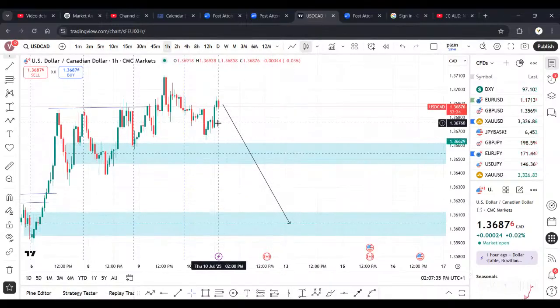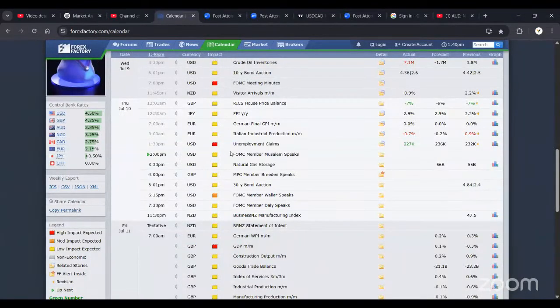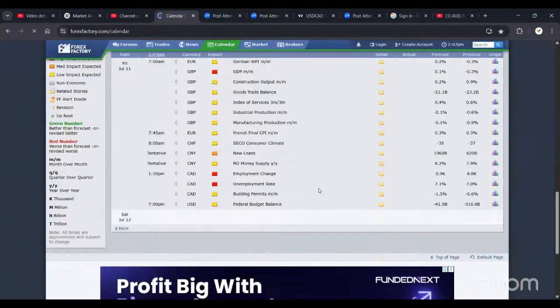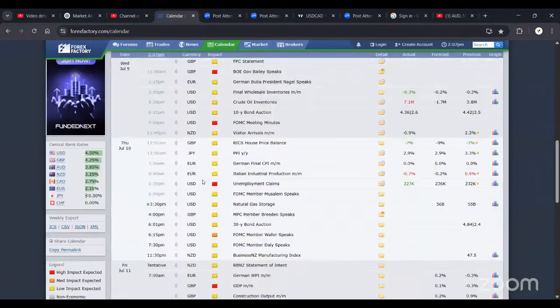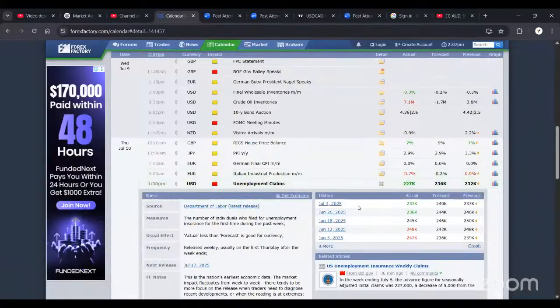So quickly, let us see on Forex Factory how the news release came out. We were looking at unemployment claims going out by 1:30 p.m., right? Today is Thursday. So what was predicted to come out was 236. What came out was 227. Again, actual less than forecast is good for currency. So having this in mind, we could be seeing a little bit more strength go into the dollar.